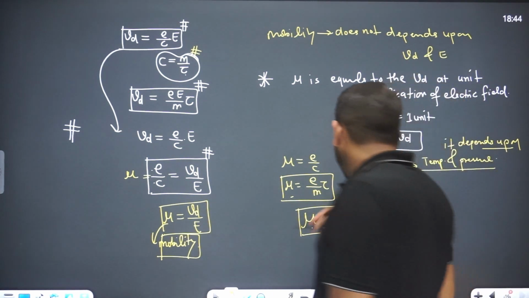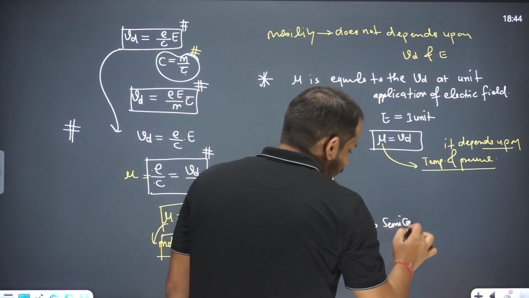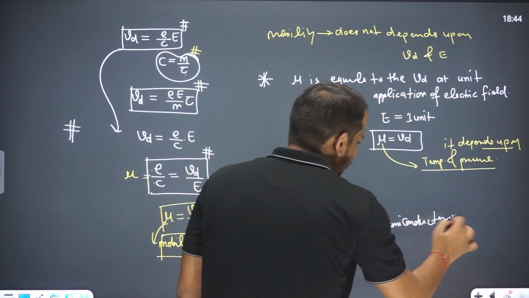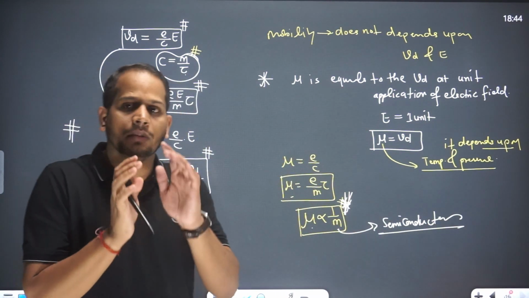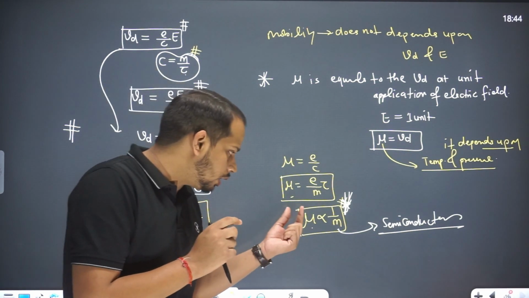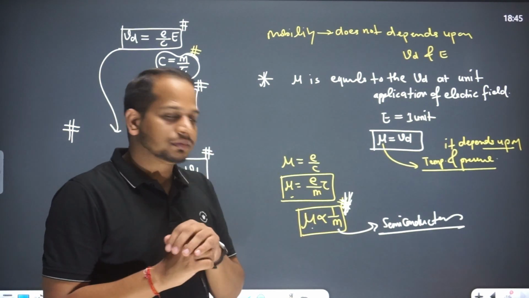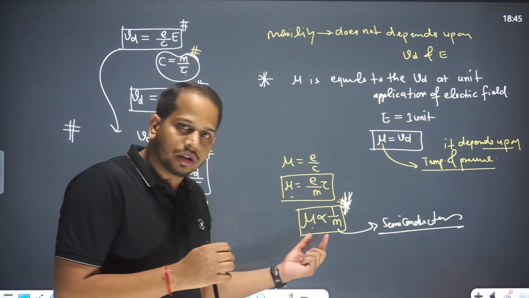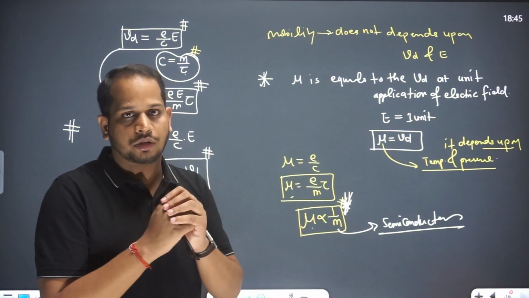We will again discuss this in the chapter on semiconductors. There are two things, hole and electron. We assume the mass of a hole is more as compared to the mass of an electron. That's why the mobility of a hole is less as compared to an electron. And one more thing: if mobility is small, the current is also small due to that.